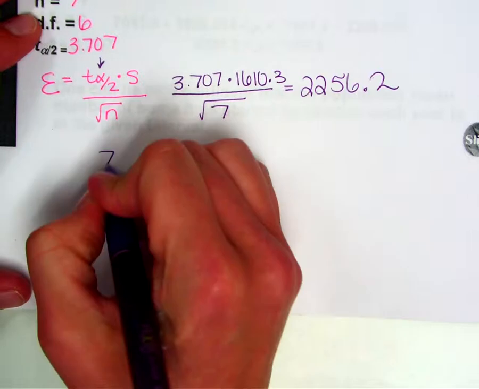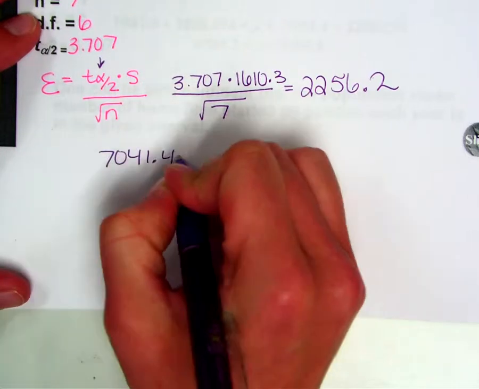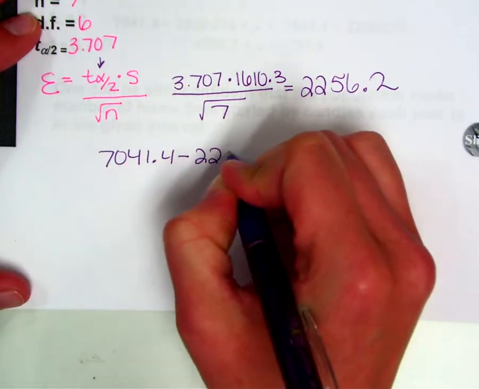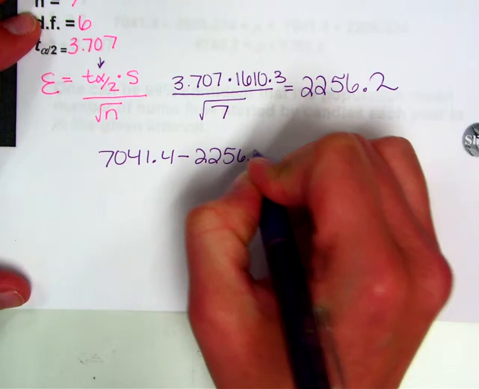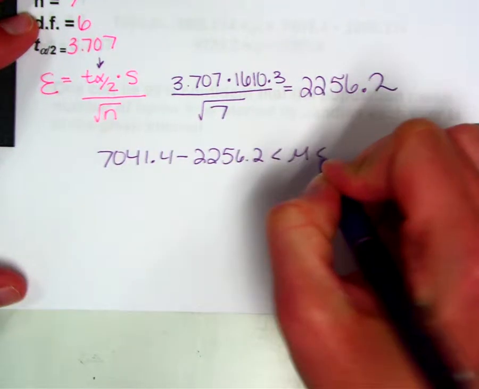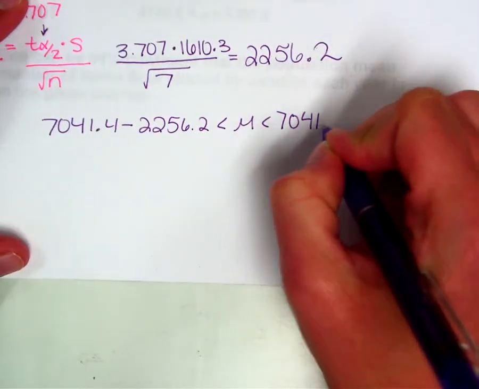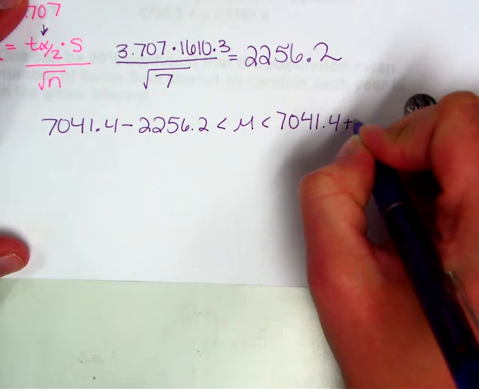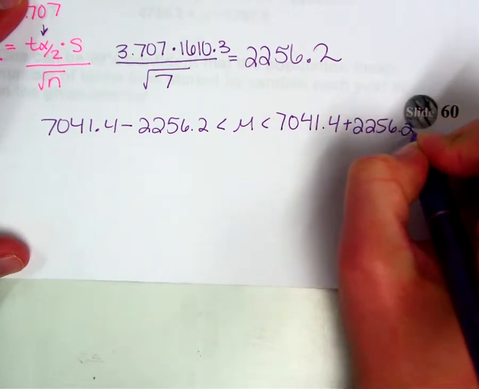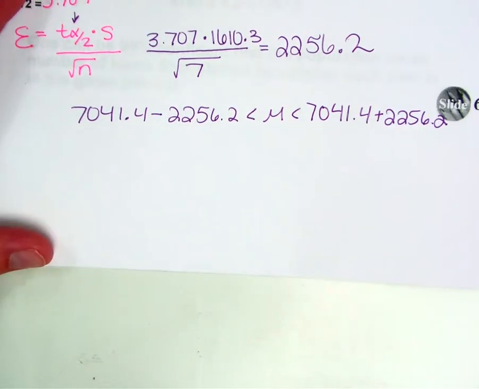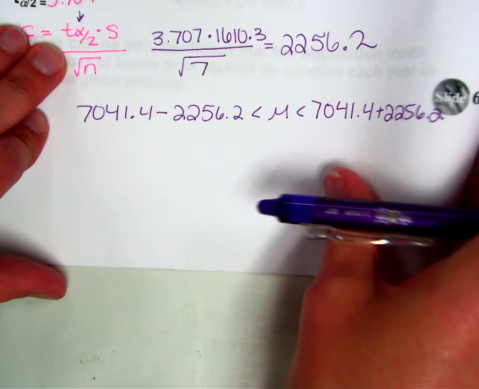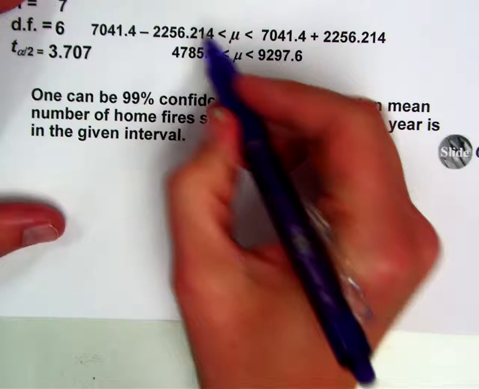And now all I have to do is 7,041.4 minus 2,256.2 less than mu less than 7,401.4 plus 2,256.2. And when I do that, my final answer, let me go ahead and flip to the next page, right here.